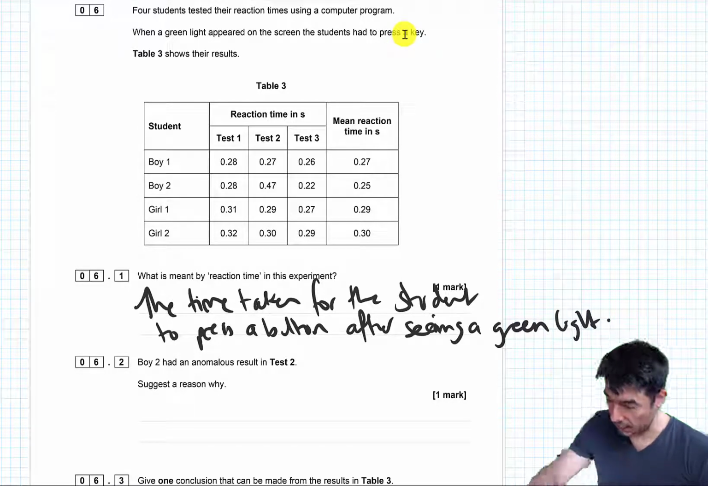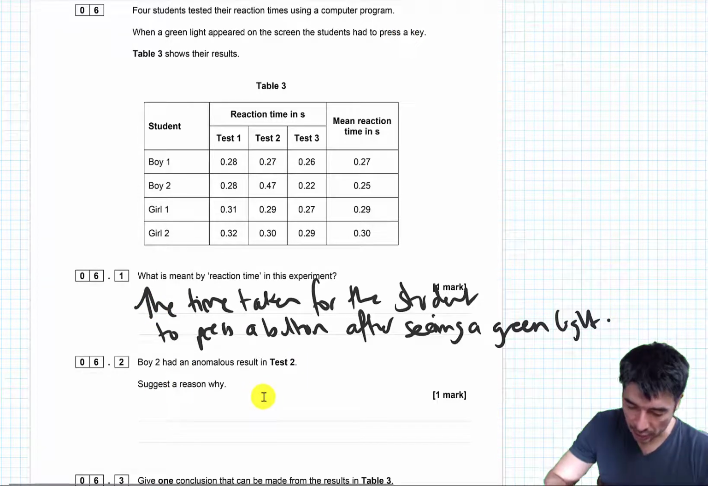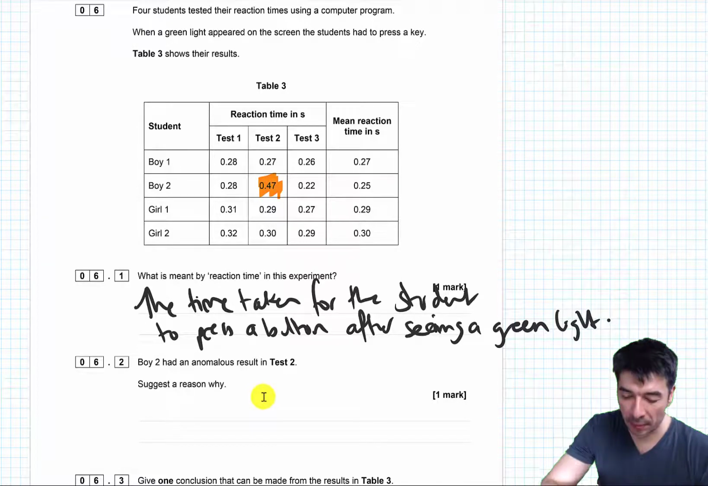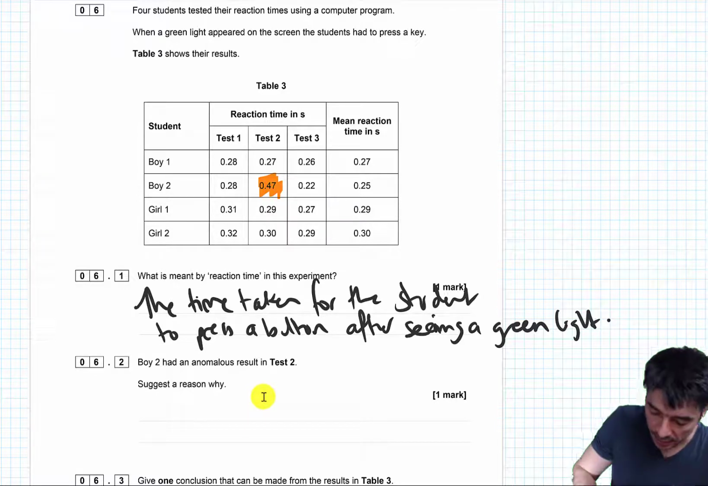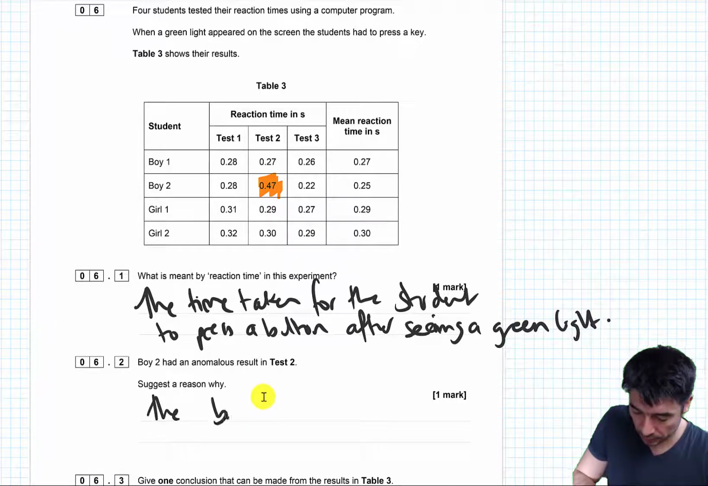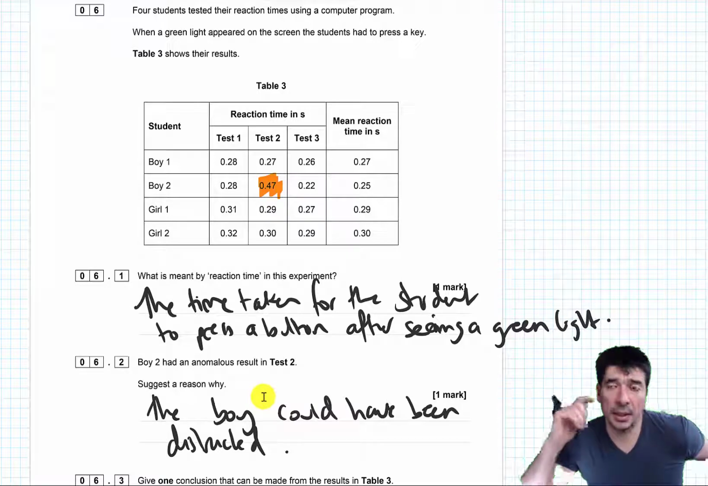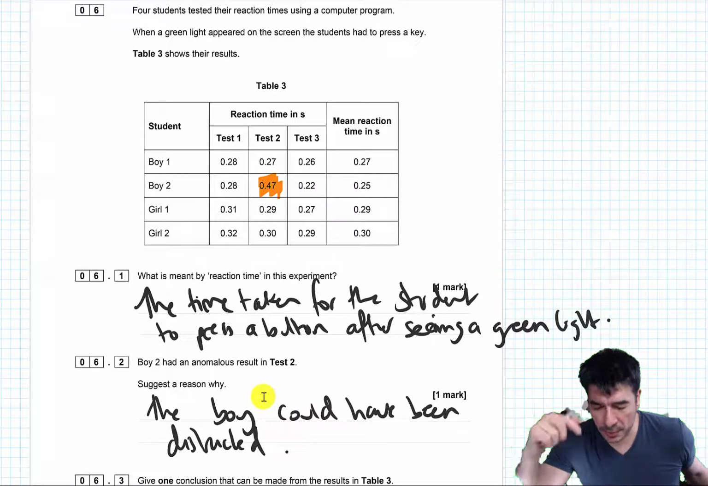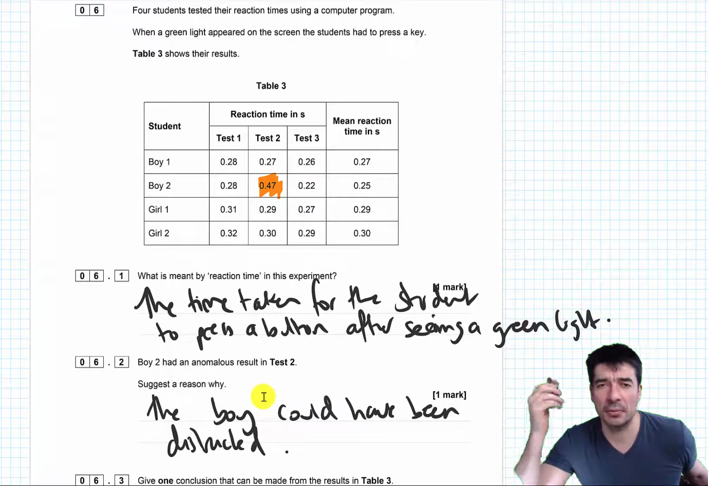So next bit says boy 2 has an anomalous result in test 2. Suggest the reason why. Just out of interest, boy 2, this result looks like it doesn't fit the pattern, so it would be called an anomaly. But why might there be an anomalous result? So the boy could have been distracted. A few other things could have happened. I mean, the person measuring the reaction time, I suppose it's a computer. There could have been an issue with the mouse, but just keep it simple. Try and aim for the most straightforward answer that's likely to be on the mark scheme.